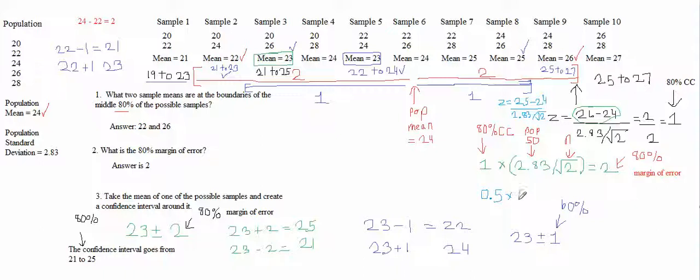If we substitute the 60% confidence coefficient for the 80% confidence coefficient, and we keep these values here, it will actually give us an answer of 1, which is the 60% margin of error that we had at the beginning.